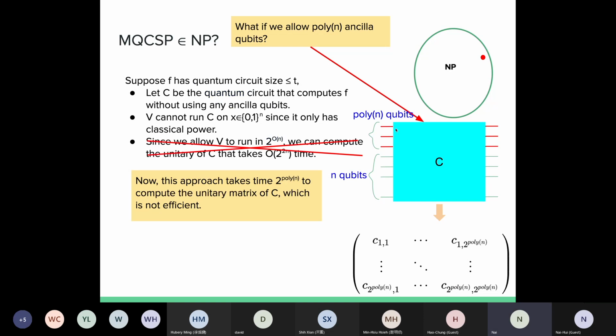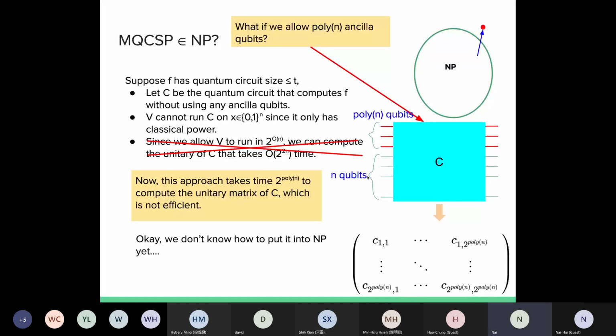Actually, in this case, the unitary of this circuit will not be polynomial in 2 to the n. For example, if here you have n squared ancilla qubits, then you will have 2 to the n squared times 2 to the n squared elements. It is not polynomial in 2 to the n. So if you still follow the same approach, it takes time 2 to the poly n to compute a unitary matrix of C, which is not efficient anymore.